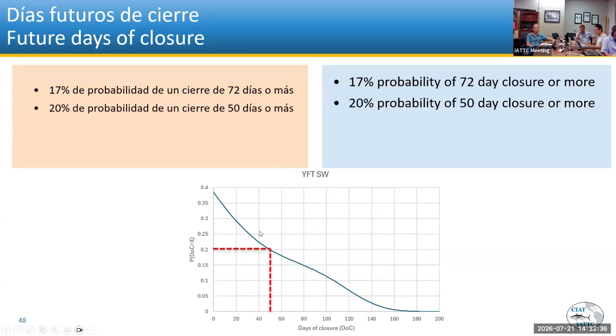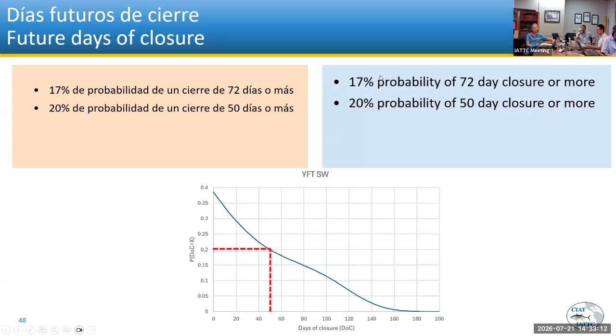Another one here is if you say, thinking what kind of probabilities are something we want to be concerned about. Well, there's a possibility that, say, 20% probability of something is maybe a probability that you would want to use for management advice, and in that case, there's a 20% probability that the closure would be 50 days or more, right? So we can do a lot of these different calculations.